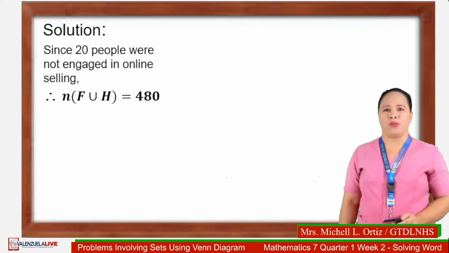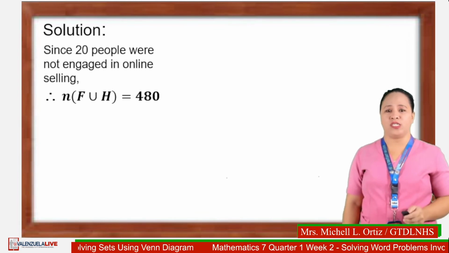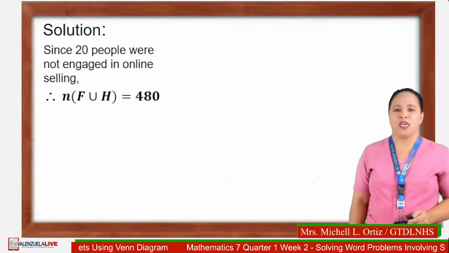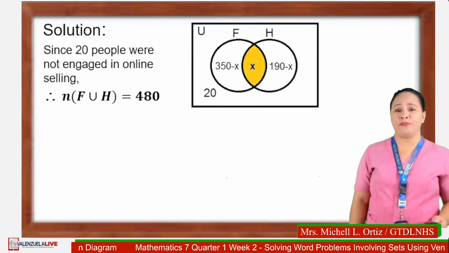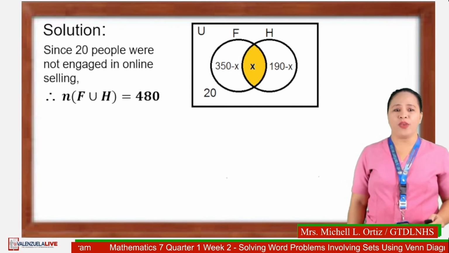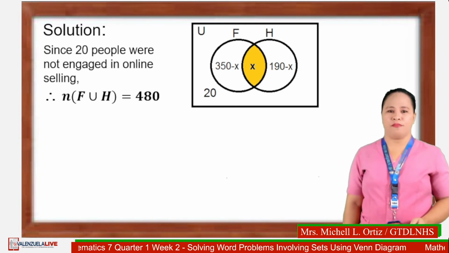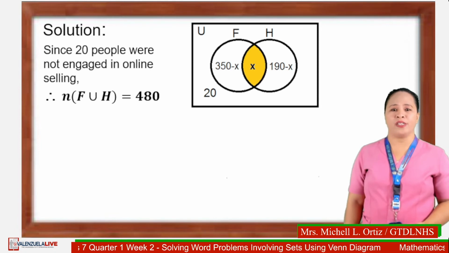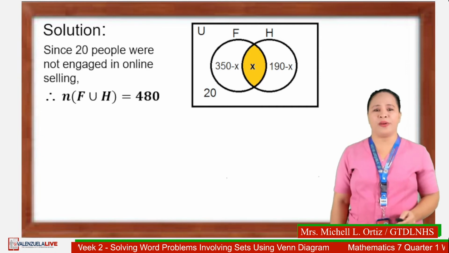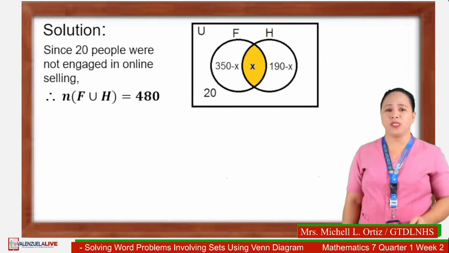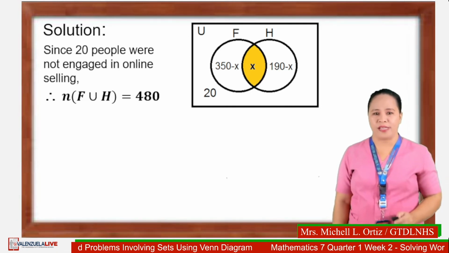Since 20 people were not engaged in online selling, the cardinality of F union H is equal to 480. And we illustrate it this way. So 20 will be outside the region of the circles, and we have X to represent the intersection, which is what we are looking for. Then, those selling food products only will be represented by 350 minus X, while those selling health products only will be represented by 190 minus X.